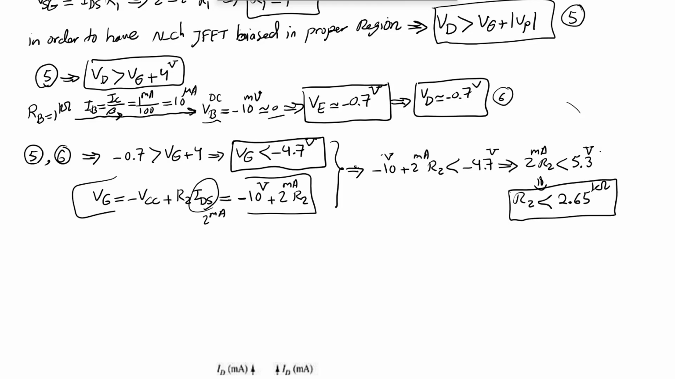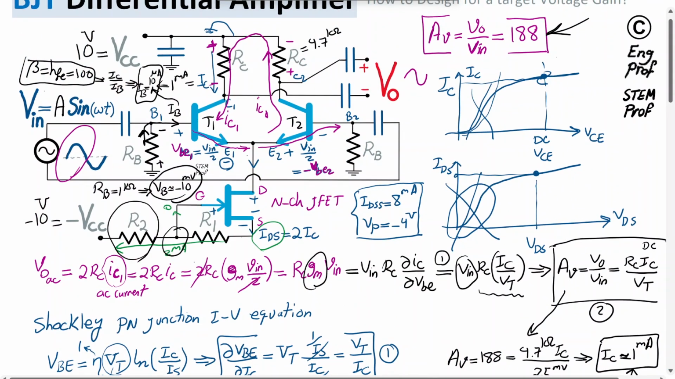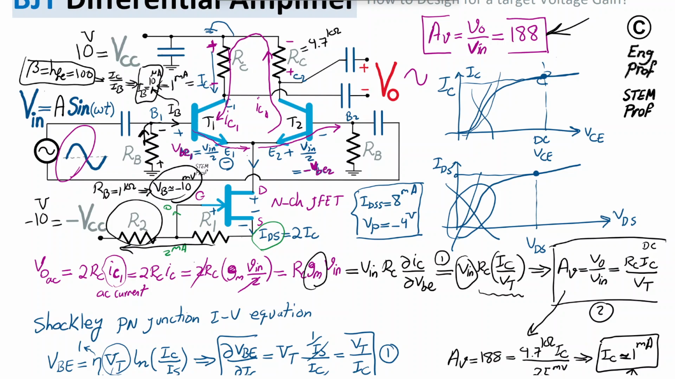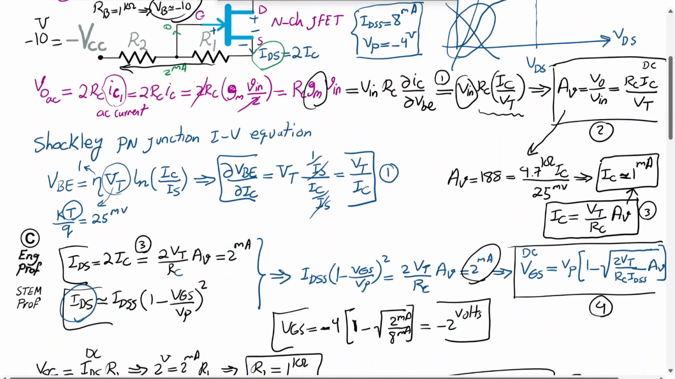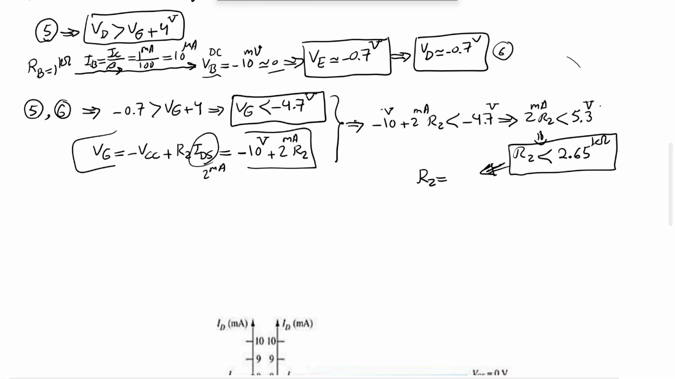So that's what we needed to find. For the last remaining component in this circuit, R2, we just found that in order to keep the JFET in the proper region of operation, DC biased, with R1 selected 1 kilo ohm and 2 milliamp passing through R1 and R2, we need R2 to be less than 2.65 kilo ohm. So let's say we set it to just 2 kilo ohm, for example. It's just a matter of your choice now. But R2, for example, we can set it to 2 kilo ohm or 1.5 kilo ohm as an example.